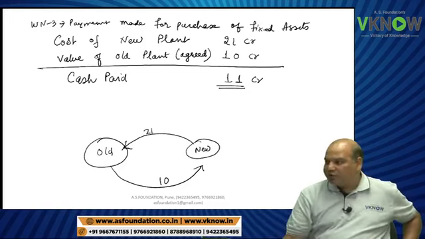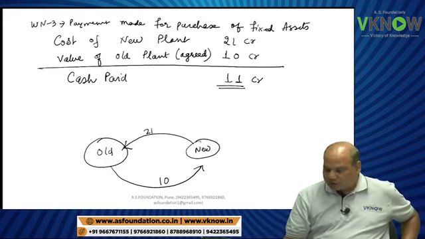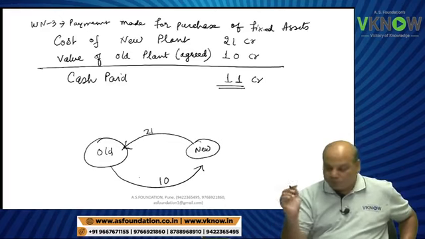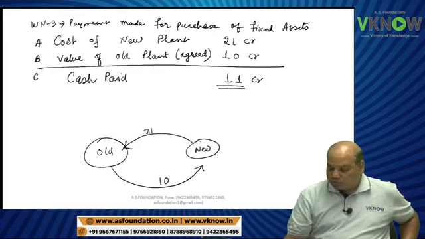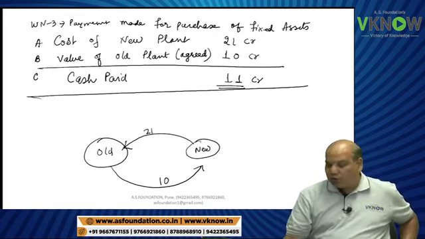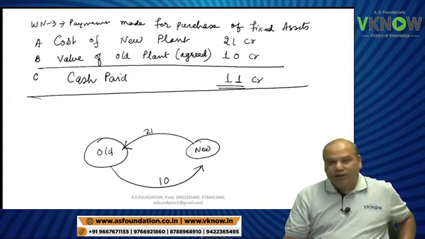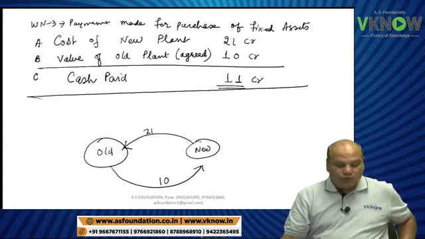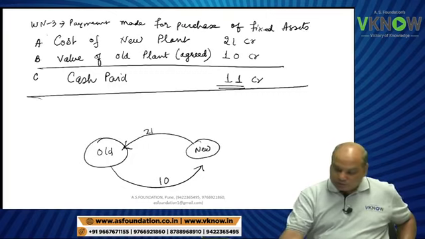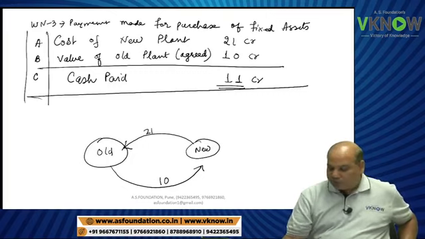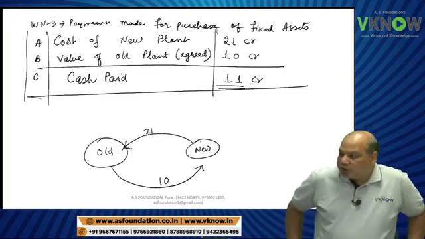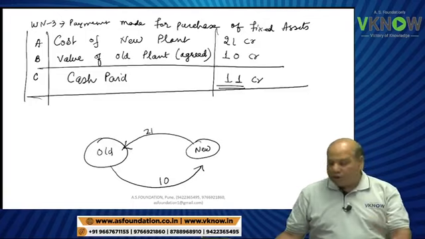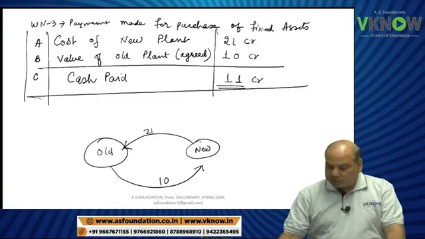Payment made for purchase of fixed asset. Right hand side, rupees in crore. Point number A, cost of new plant, 21 crore. Value of old plant agreed, 10 crore. Therefore cash paid, 11 crore. Only this 11 crore rupees will come in your cash flow statement.